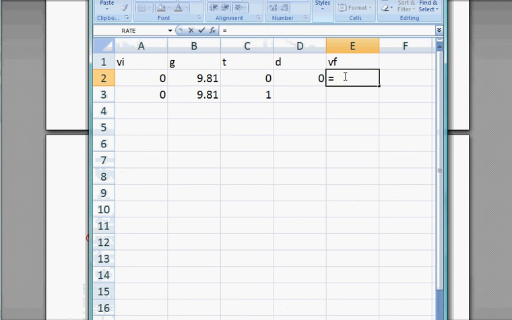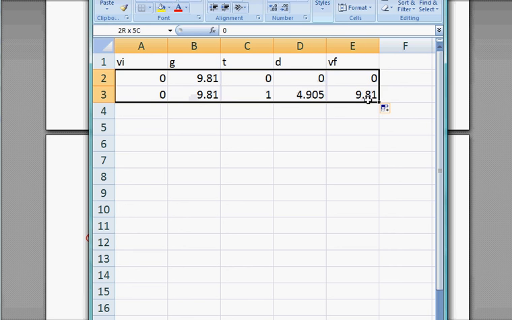VF equals VI plus A times T. And if you ever want to go back and change any of these, let's hit enter. We can go to this one. You'll see the formula is still up here. You can go to this one and see the formula is still up here. Okay, let's drag these down and let's start to see the magic of Excel.